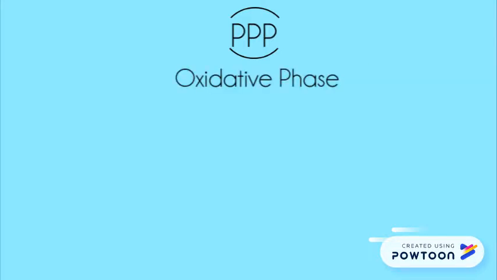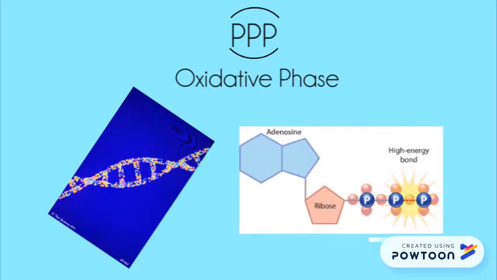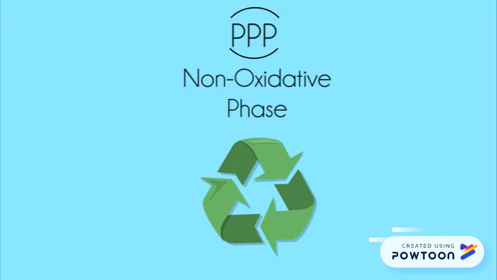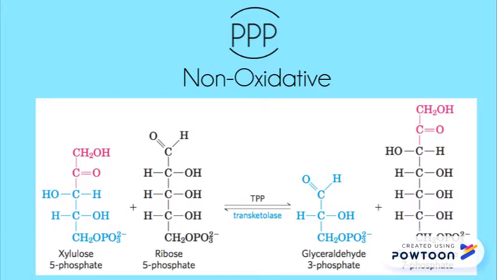The oxidative phase synthesizes ribose 5-phosphate, a component of RNA, DNA, ATP, NADH, and FAD. The non-oxidative phase recycles ribulose 5-phosphate, the molecule synthesized right before ribose 5-phosphate, and turns it back into glucose 6-phosphate. The first step of the non-oxidative phase requires thiamine as a coenzyme to proceed properly.